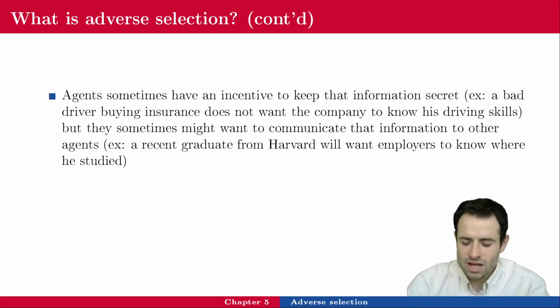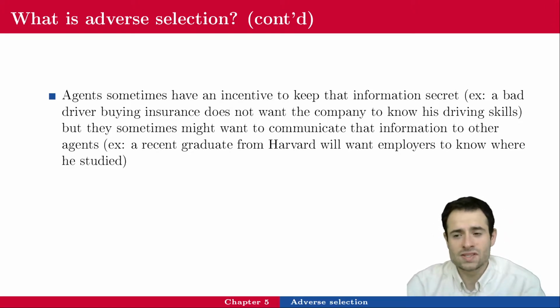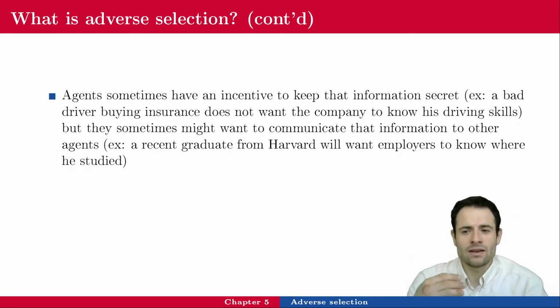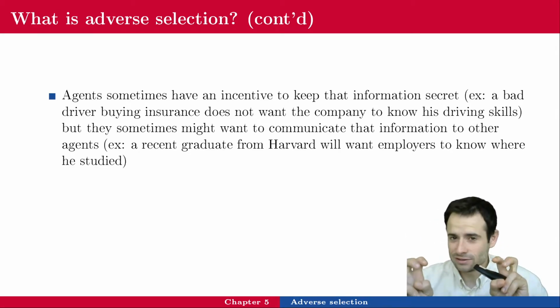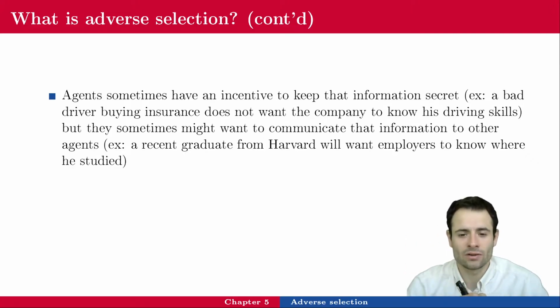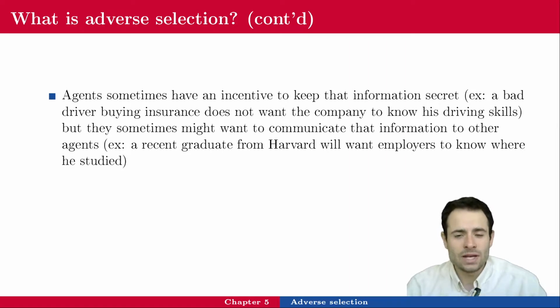Now, sometimes, agents have an incentive to keep that information secret. For instance, a bad driver doesn't want to tell his car insurance that he is a bad driver. He wants to make them believe that he is a good driver to benefit from cheaper rates. Sometimes, however, agents want to communicate that information to other agents. Think about, for instance, a recent graduate from Harvard. He will want employers to know where he studied, because coming from Harvard is a good signal, and I will get to signaling in the second part of the lecture, of the ability of the applicant.